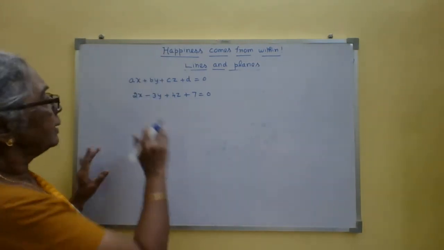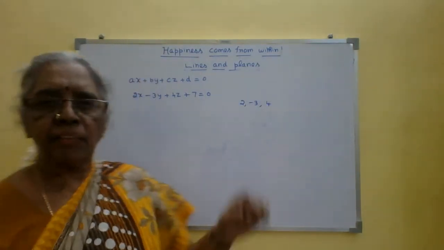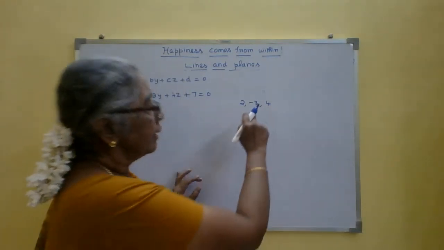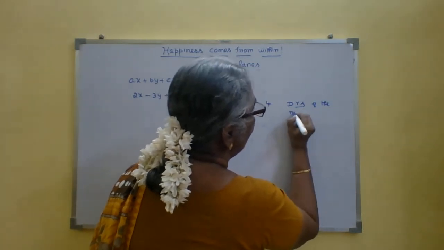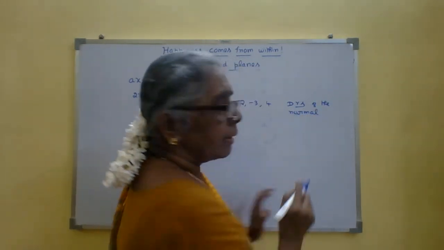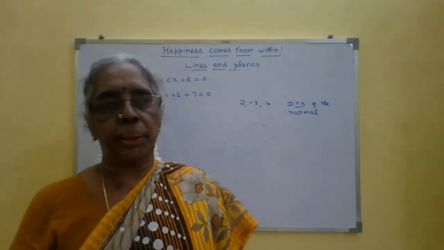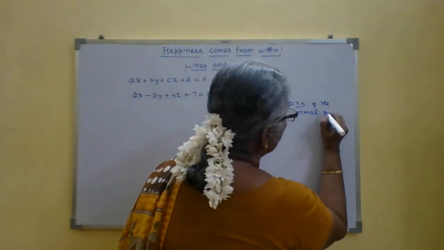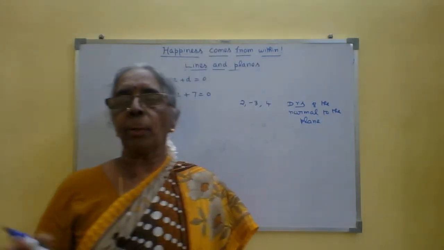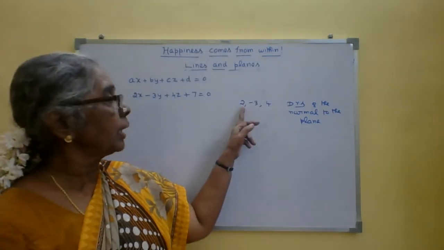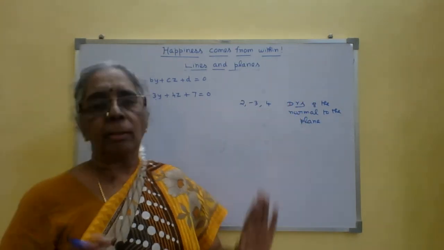Here the 2, minus 3 and 4 are the coefficients of x, y and z. This represents the direction ratios of the normal to the plane. A plane does not have DRs; only a line will have direction ratios. So these are called the DRs of the normal to the plane. Normal is any line which is perpendicular to the plane, you call it a normal. So now 2, minus 3, 4 is the DRs of the normal to the plane.